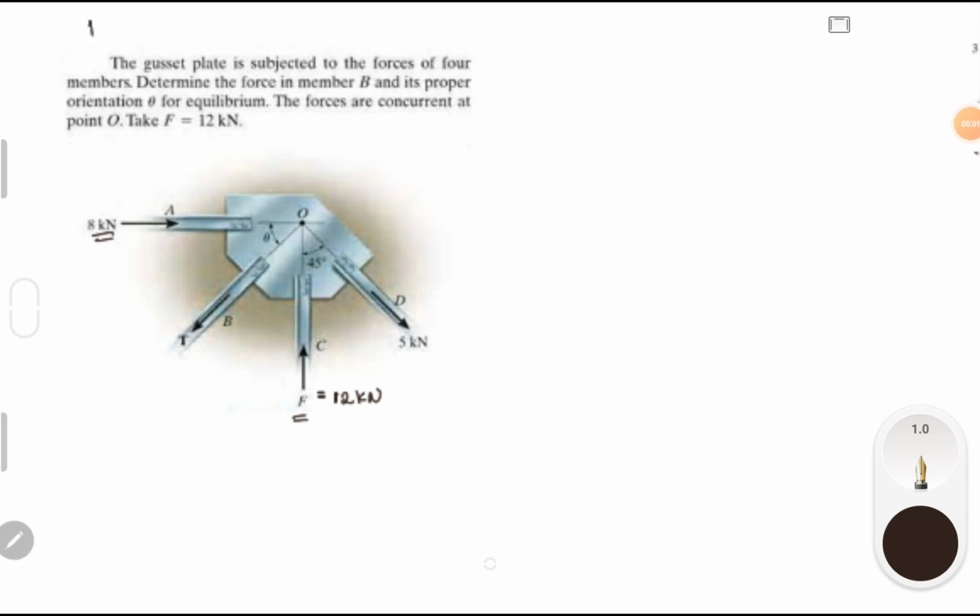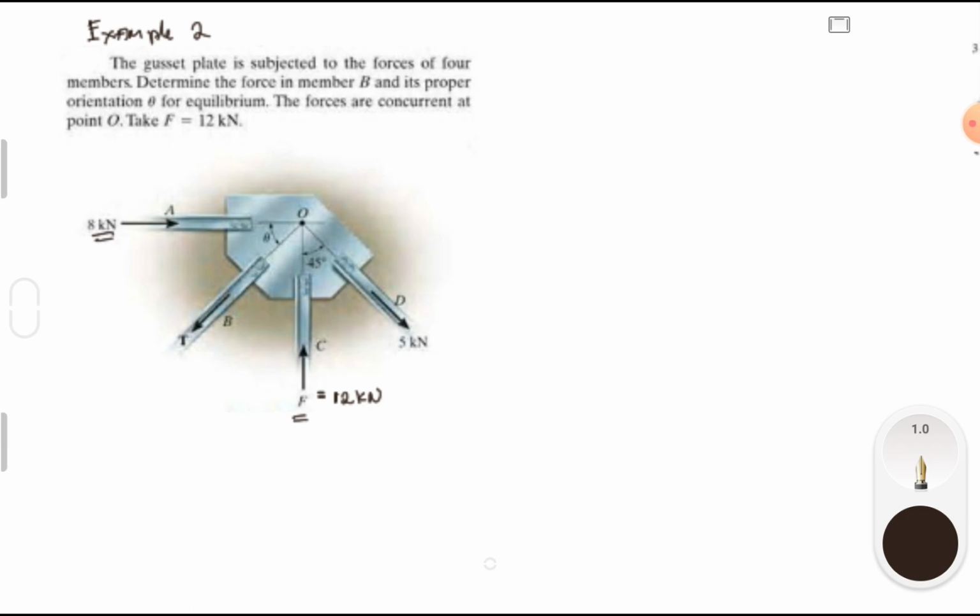This will be your example 2 on the topic equilibrium of forces. So the cassette plate is subjected to the force of four members. Determine the force in the member B and its proper orientation theta for equilibrium. The forces are concurrent at point O and take F equals 12 kilonewton.